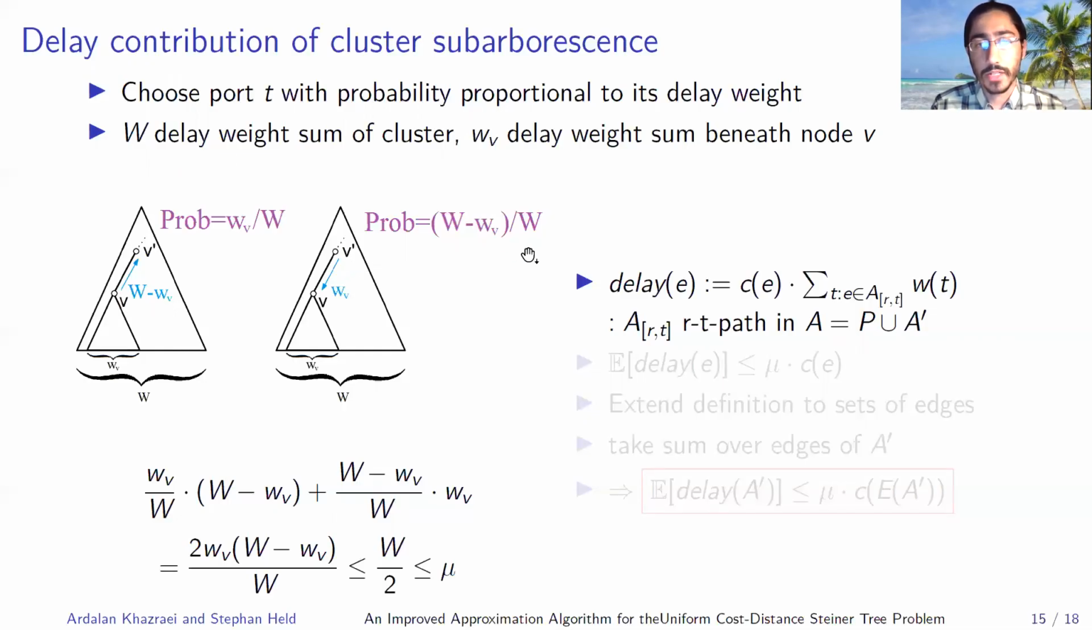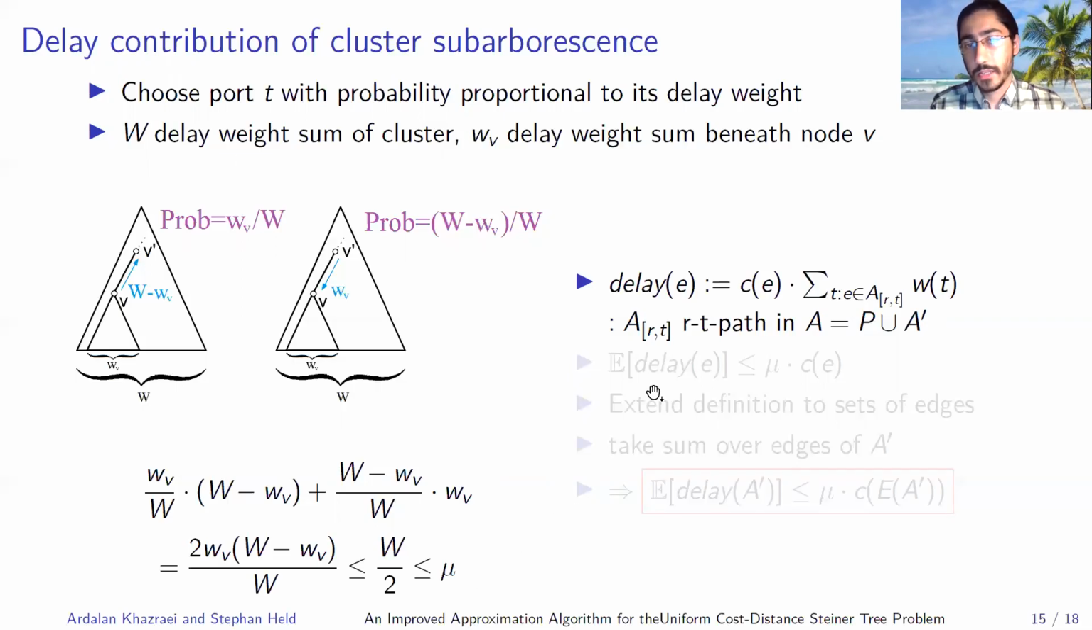And with probability 1 minus that, the sum of delay weights of all terminals using the incoming edge to V on their shortest path from the root to themselves will be just W sub V, because the port was chosen from outside the subarborescence rooted at V. So if we define the contribution to the delay term of the objective function of edge E as its cost multiplied by the sum of delay weights of all terminals using that edge, we have computed the expected value of this sum of delay weights here, which is at most mu.